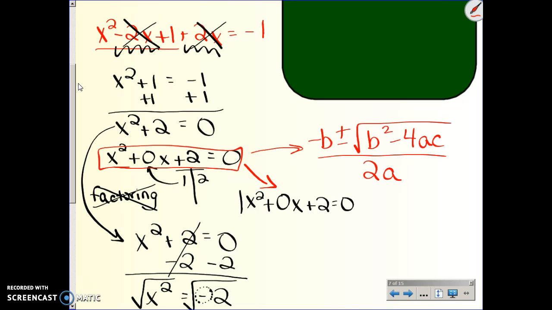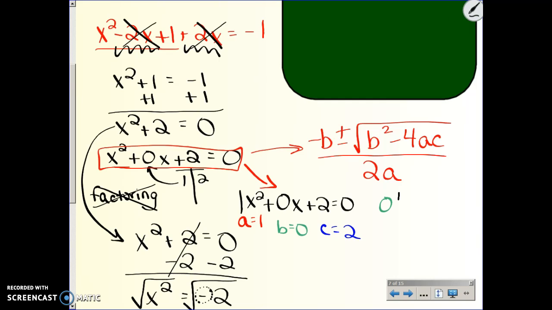That means that my a value is 1. My b value is 0. And my c value is 2. And you're going to see pretty quickly how this works out with the quadratic formula as well. It's going to make sense pretty soon. So in the front I have negative 0, which is still 0.